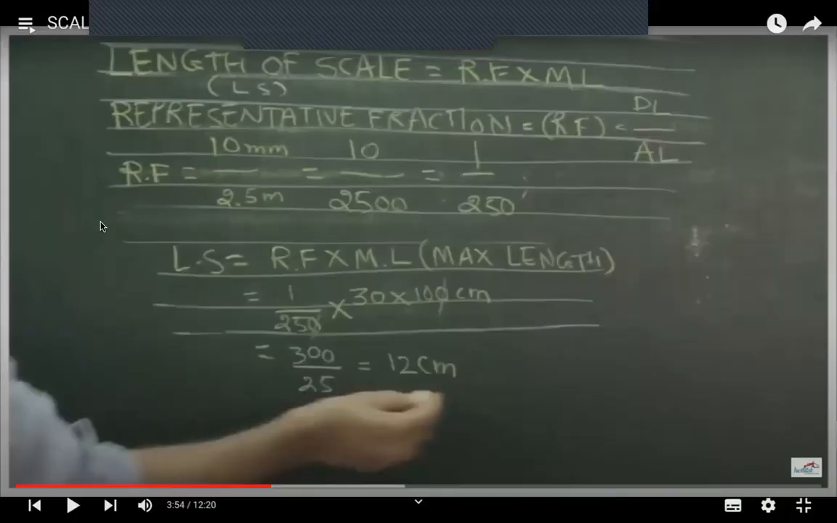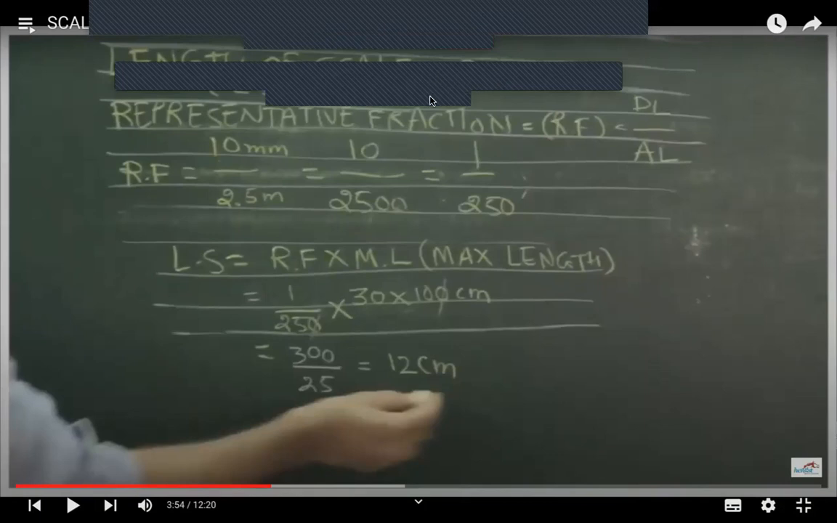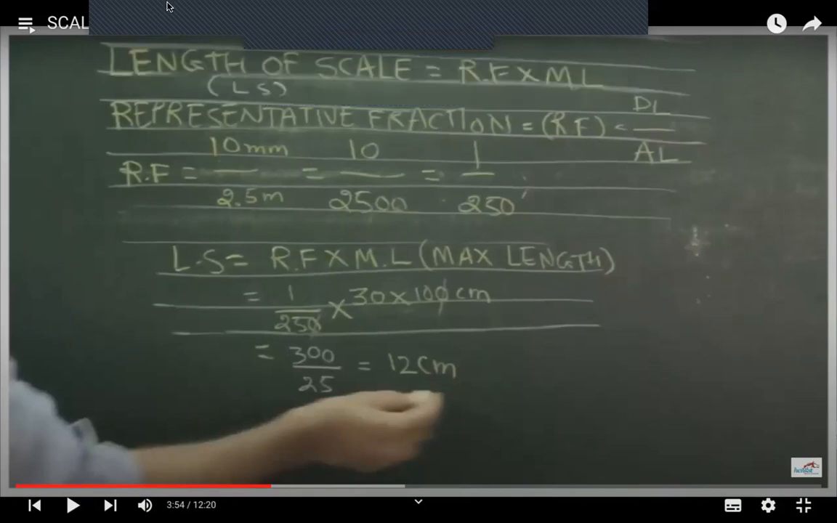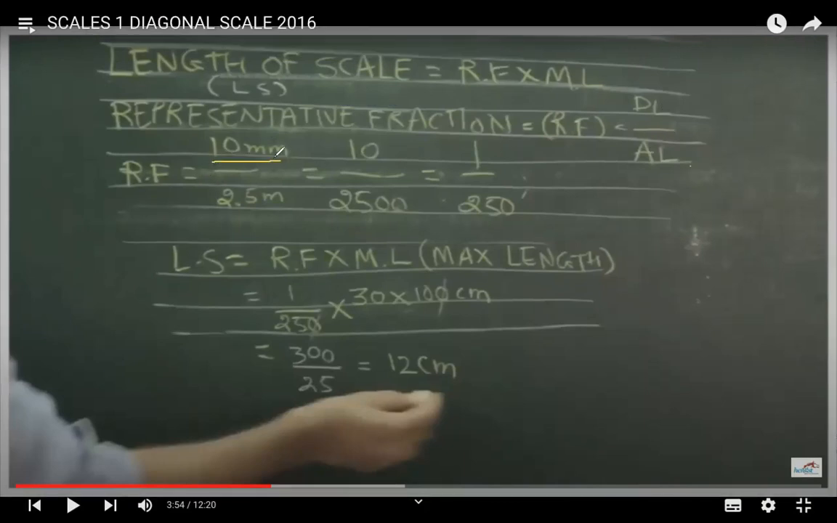See, the first thing we need to do is draw a guideline. We have to write length of scale LS equals RF into ML. Then representative fraction RF is drawing length upon actual length. The drawing length is 10 millimeter. Actual length is 2.5 meters, so 10 upon 2500 millimeter. So 1 upon 250.